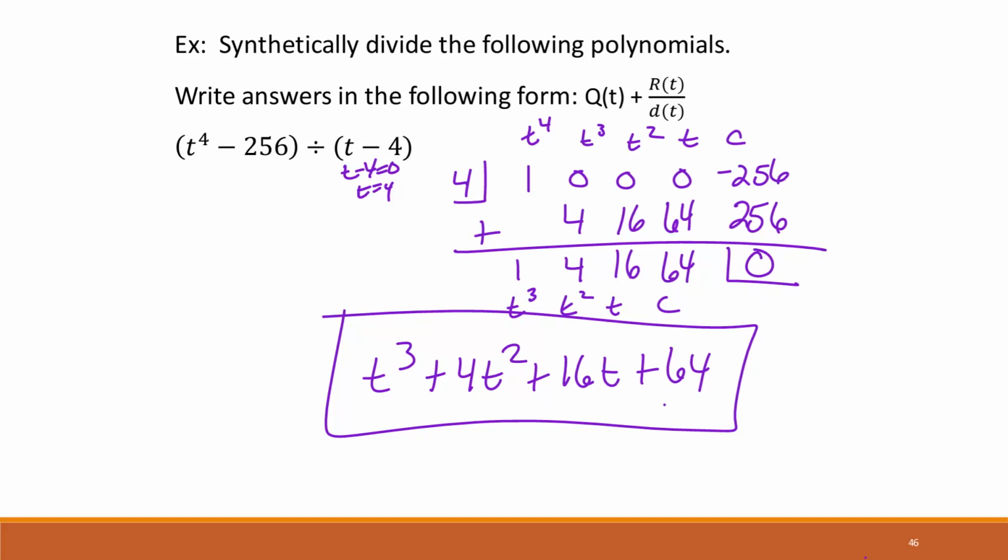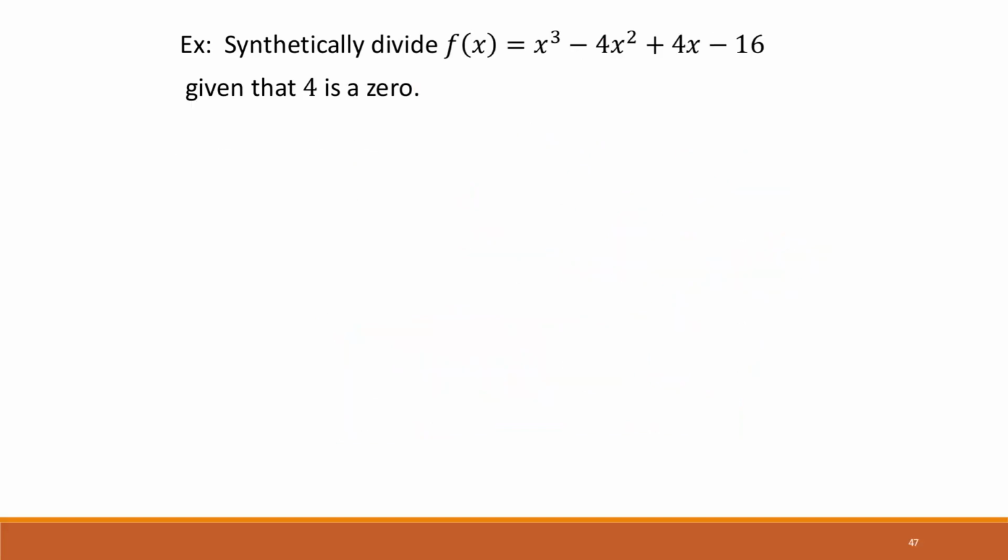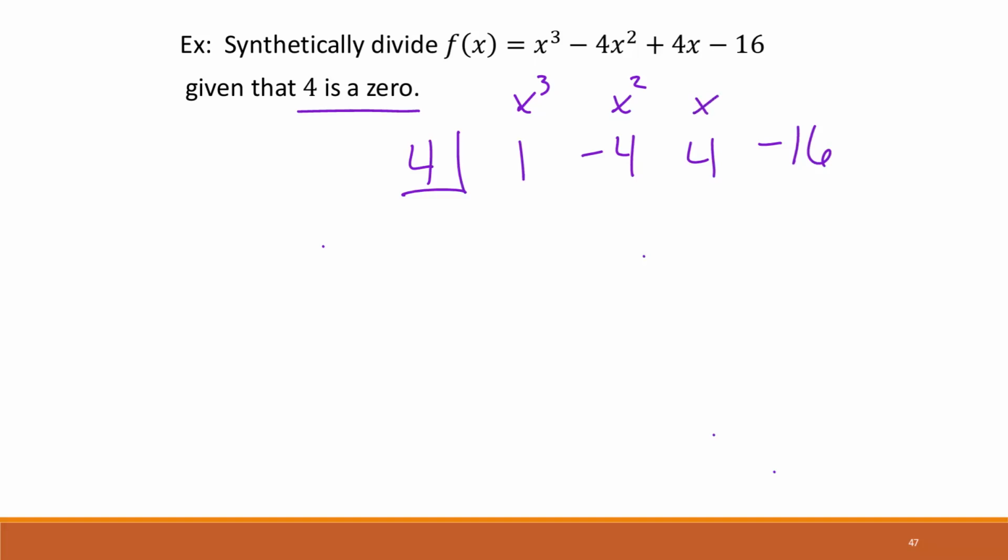Okay, let's look at another one. So here we're told that 4 is a 0, so we don't need to solve anything. 4 is what we're going to use here. So then we have x to the third, so 1, negative 4x squared, so negative 4, 4x, so 4, and negative 16 is our constant. So again, this is x cubed, x squared, x, and our constant.